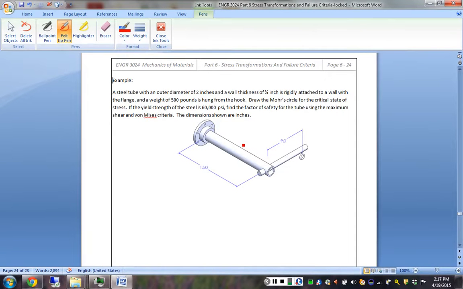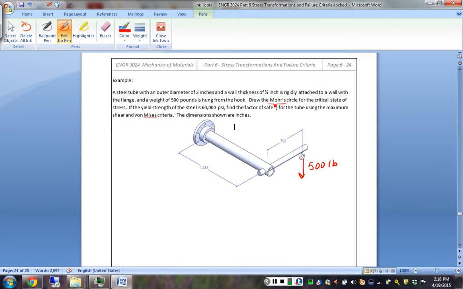This example is basically an overall complete example that could be like one of the ones from the combined loading project. We have a steel tube with an outer diameter of 2 inches and a wall thickness of 1/4 inch, rigidly attached by a flange to the wall, and we have a 500 pound force being applied at the hook.